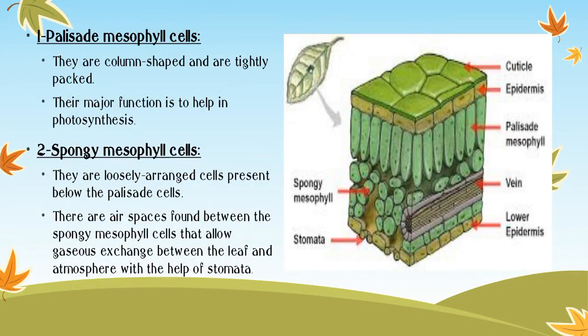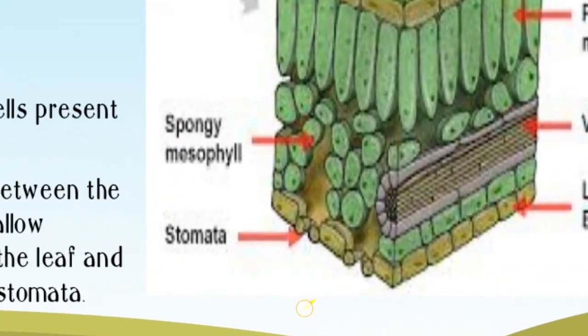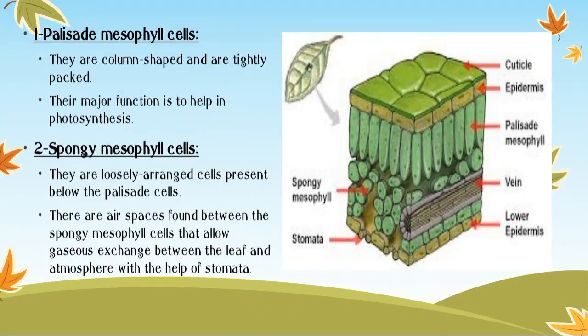Then the second part is spongy mesophyll cells. They are loosely arranged cells present below the palisade cells. You can see in the diagram, spongy mesophyll cells are present just below the palisade mesophyll cells. Fine. And they are loosely arranged, meaning they are not tightly packed.